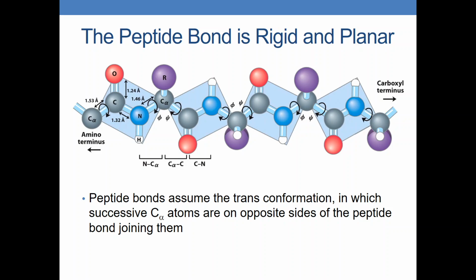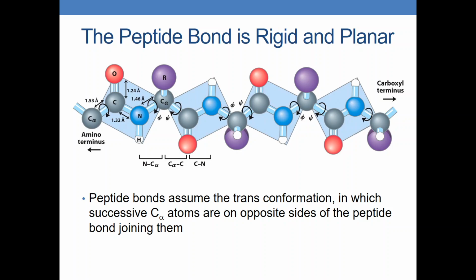Now, before I move on, one other thing to note here is that the peptide bonds assume the trans conformation, in which successive C-alpha carbons are going to be on opposite sides of the peptide bonds joining them. And you should take note of where your side chain R groups are. So for this plane, C-alpha, or your side chain functional group, the R group, is pointed upward. On the next position, it's pointed down. On the next one, it's pointed up. And this is just a steric compromise. Otherwise, you would have steric clashes between the side chain functional groups.